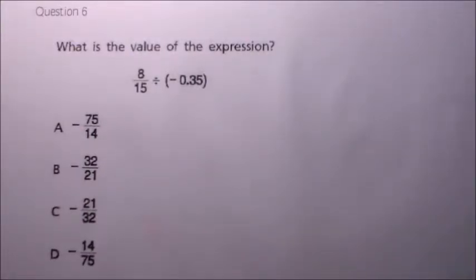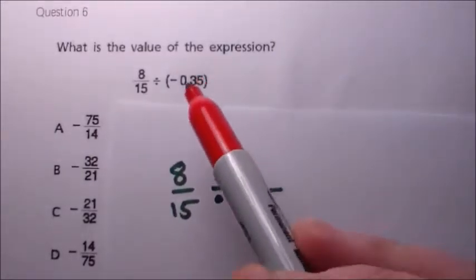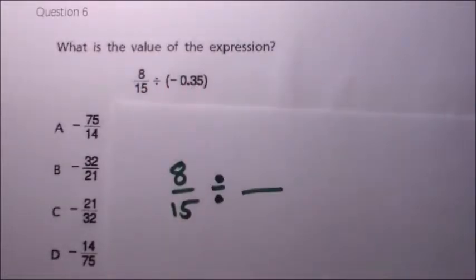Okay, and all right, well that does us absolutely no good. That's no help at all because all our answers are negative. So we can't eliminate any of the distractors, but that's fine because we still have work to do. So we have 8 over 15 divided by, let's just forget about the negative and just say 0.35.